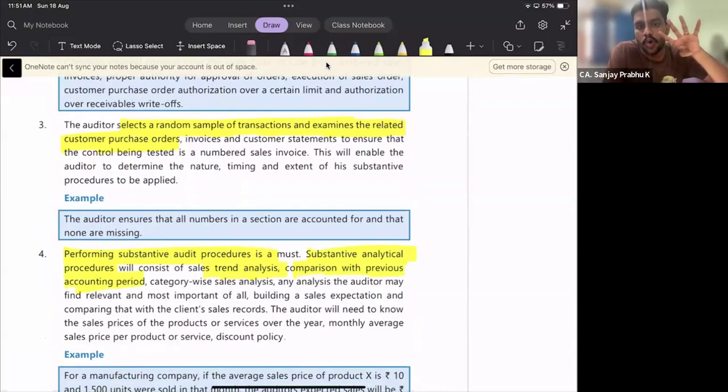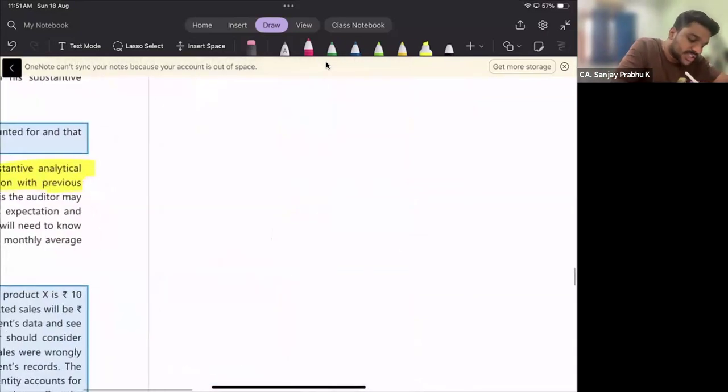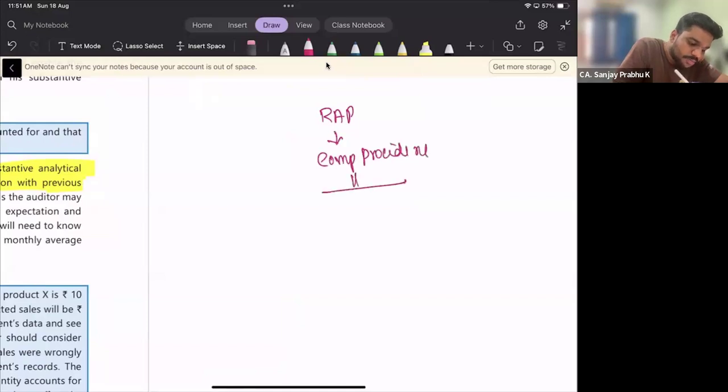So what are the 4 general steps? The first one is risk assessment procedure. Then we will perform TOC or compliance procedure. Then we will perform substantive audit procedure. First in substantive audit procedure is sampling, and then I will go for substantive analytical procedure. Okay, done. Fine.